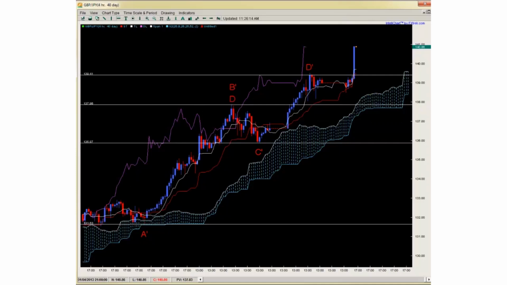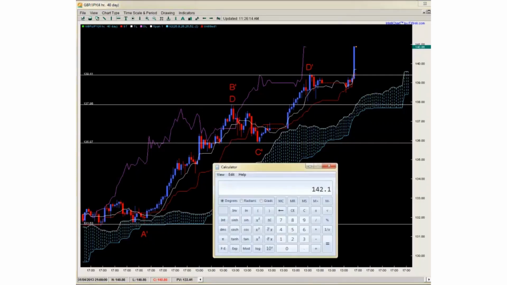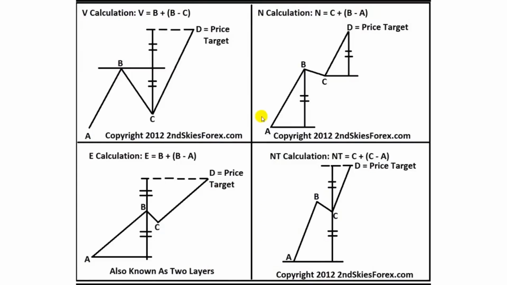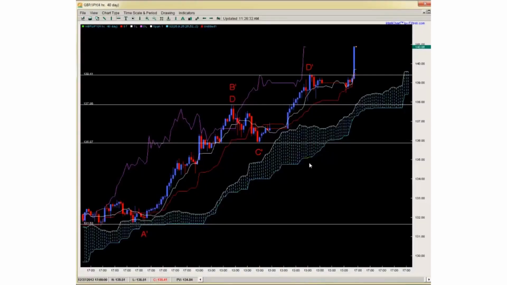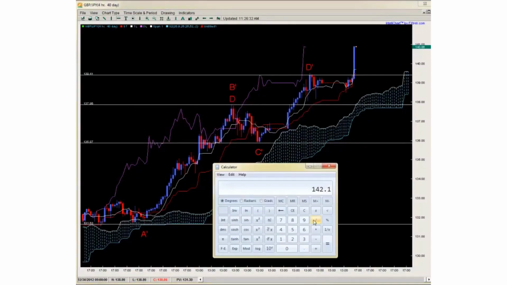So we still got a long target in play, and we'll be keeping an eye on that one. Remember the number, 142.10. I don't know how this is going to play out. Just for the sake of it, let's do the other calculation that we have, which is the E calculation. Subtract A from B and add it to B. And let's see if those numbers have a confluence there.